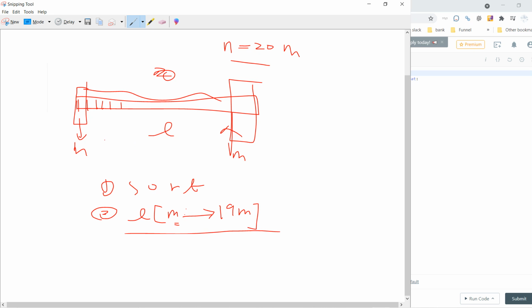Okay, and then we divide by the length, right? So the total length is 18m, where m is just the length of L divided by 20. Okay, and since the length is guaranteed to be a multiple of 20, m is guaranteed to be an integer. Okay, so that's the algorithm.